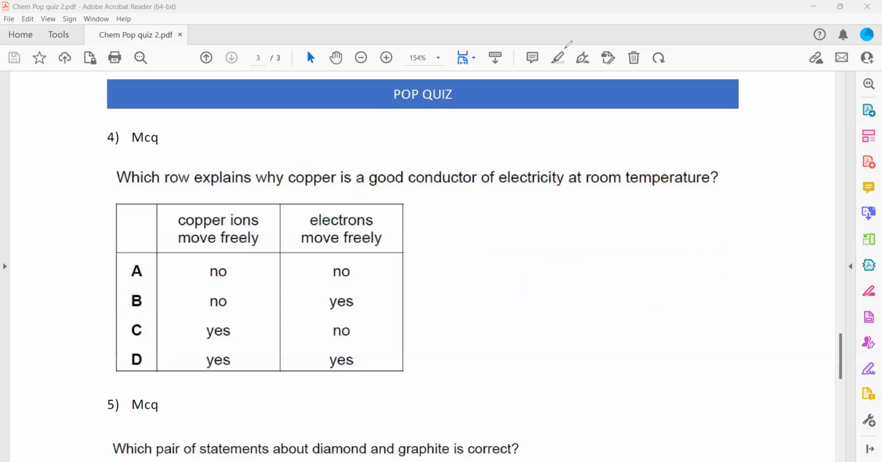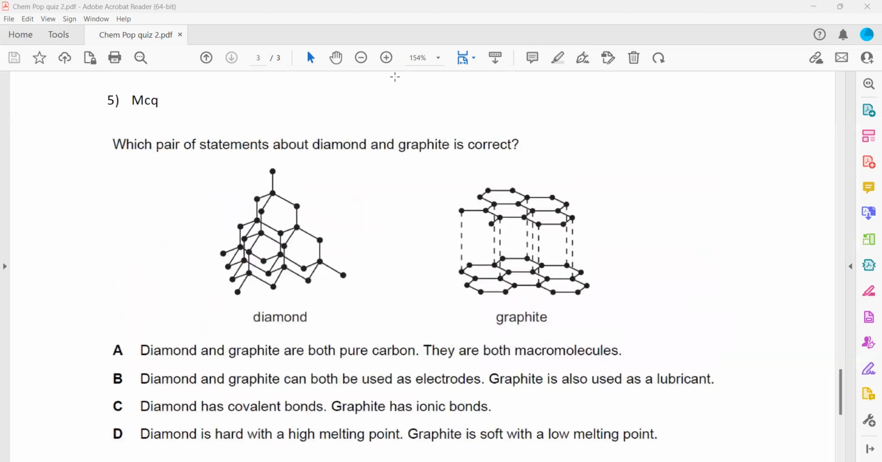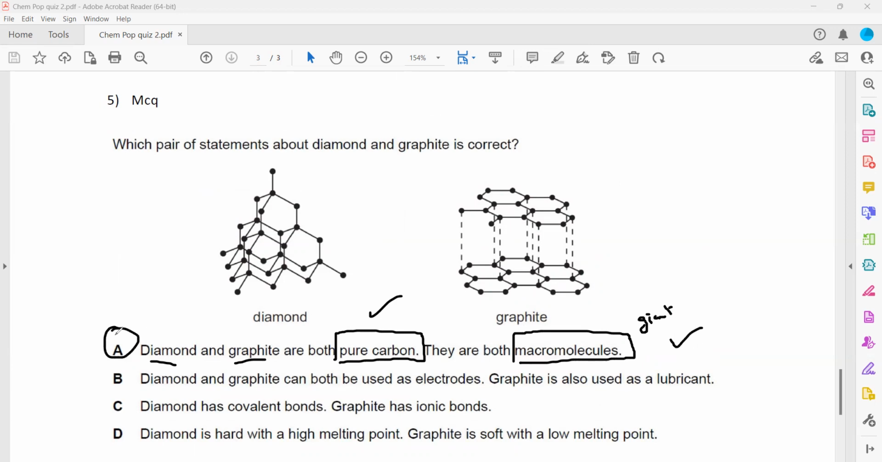Then this is about allotropes of carbon, like different arrangement, same atoms, but different arrangement: diamond and graphite. We have to check which statement is correct. Diamond and graphite are both pure carbon, meaning both contain carbon. That's true. And they are both macromolecules. Macromolecule means they both have a giant structure. So that's also true. So A is the right answer.